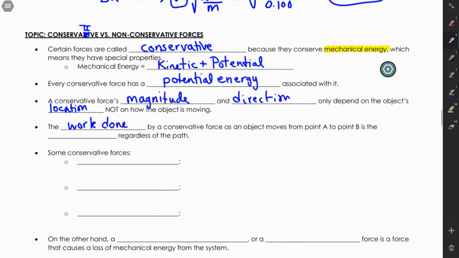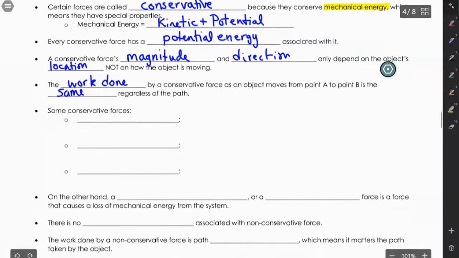The work done by a conservative force as an object moves from point A to point B is the same regardless of the path. It doesn't depend on how we get there. So if I have two points A and B, I can take an infinite number of paths. Here I can do something like this.